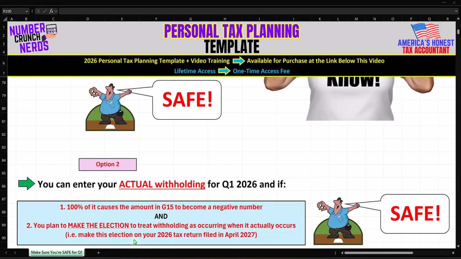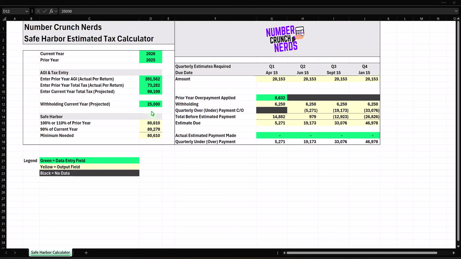You will make this election on your 2026 tax return filed in April of 2027. If you satisfy these 2 conditions right here with respect to your actual withholding for Q1, then once again, you are safe for purposes of Q1. Let's go back to the safe harbor estimated tax calculator.